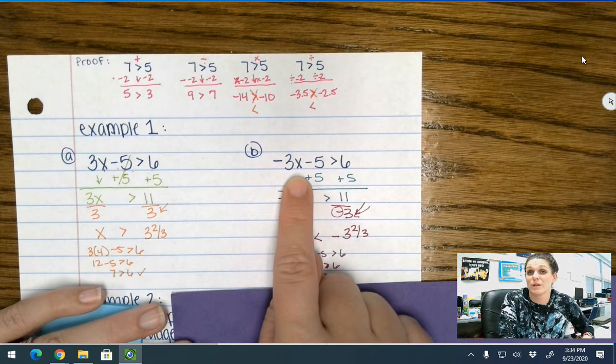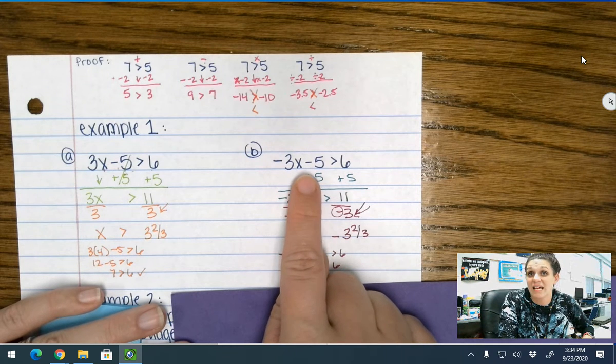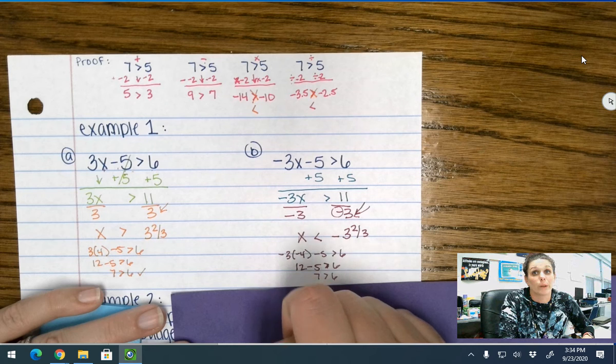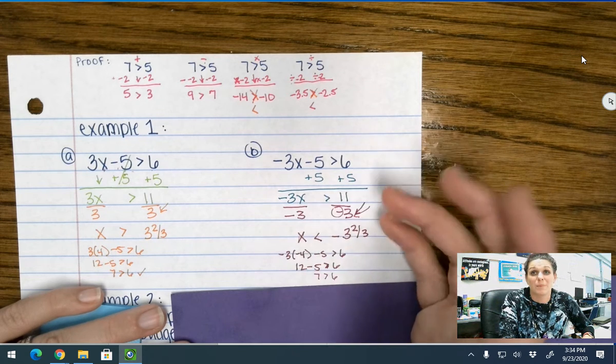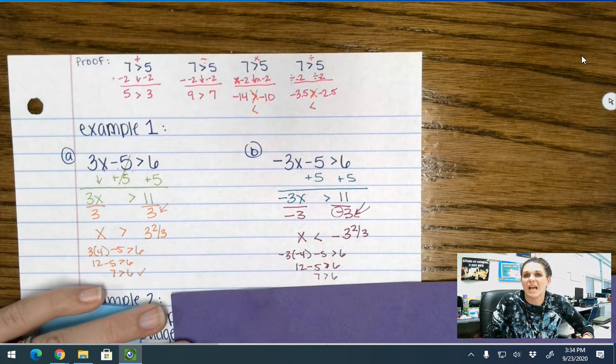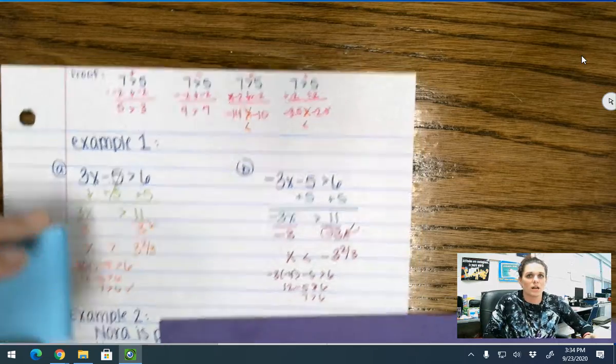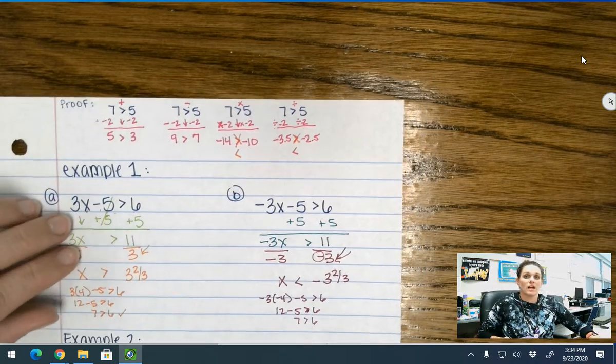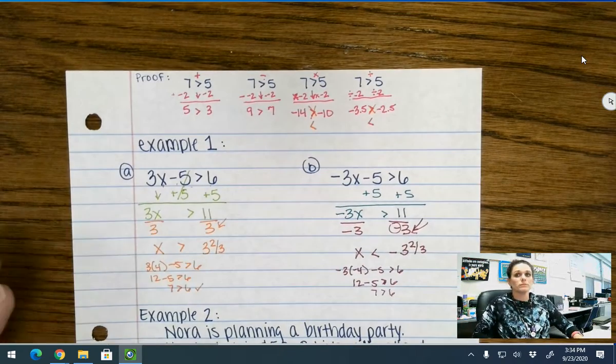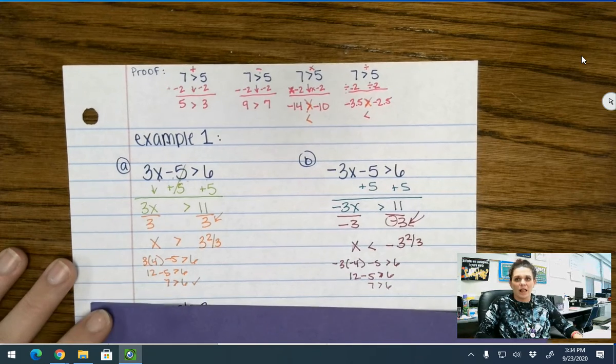Well, 3 times 3, that's negative, is -9, and -5, that would not work out. We would not get a bigger number than 6. Okay, so we need to make sure that we're checking our answers and seeing everything that comes into play. All right, so that's kind of the solving element of it.